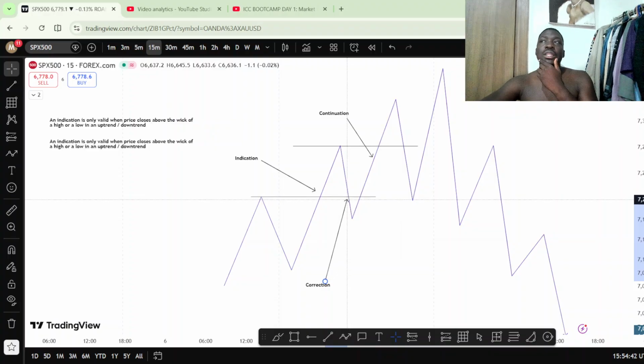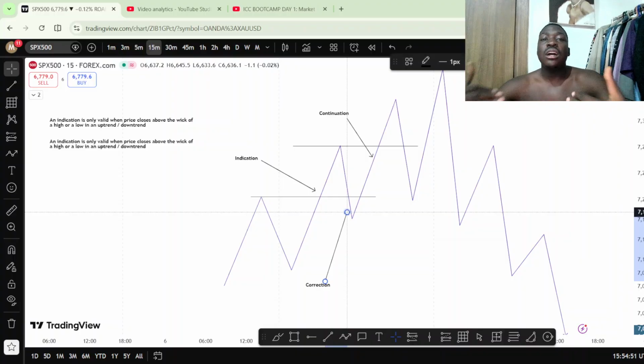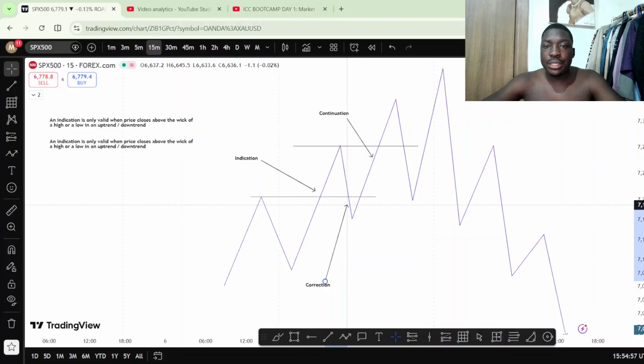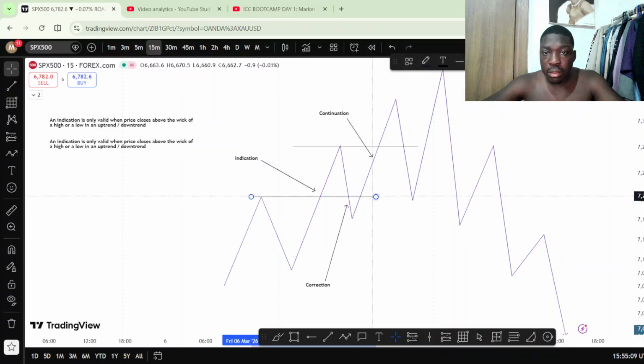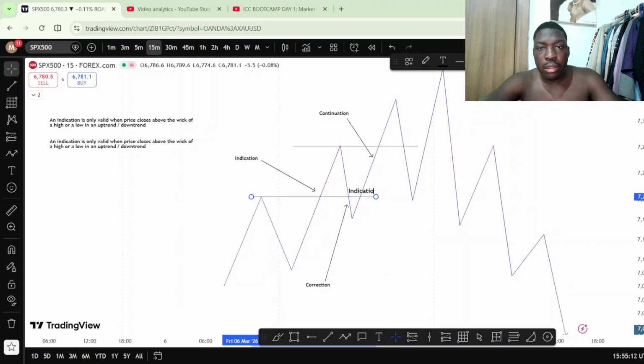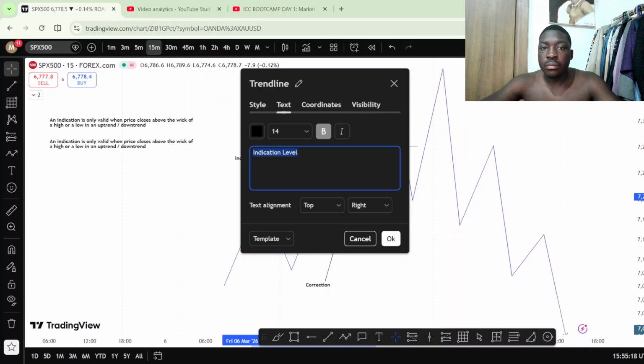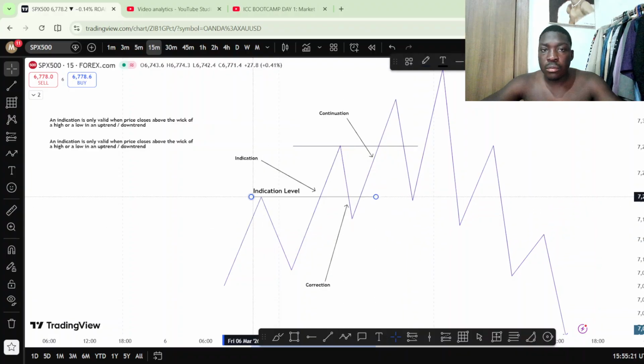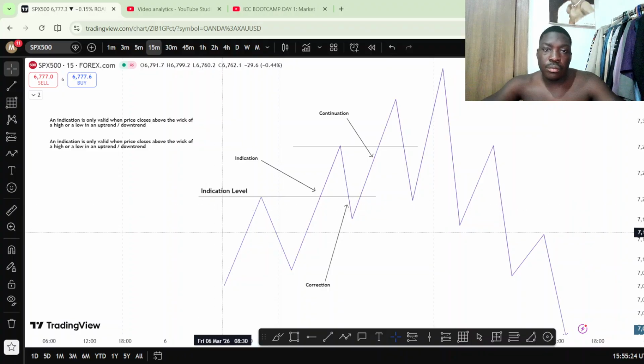When I say the end of the correction, I don't mean as soon as price closes below there, we start buying. No, it's just the end of the correction, meaning you can go to a lower time frame to start looking for your continuations. We'll get into time frames in a bit. But yes, the correction is not done unless the candle closes within the indication level. This is the indication level right here. Cool.